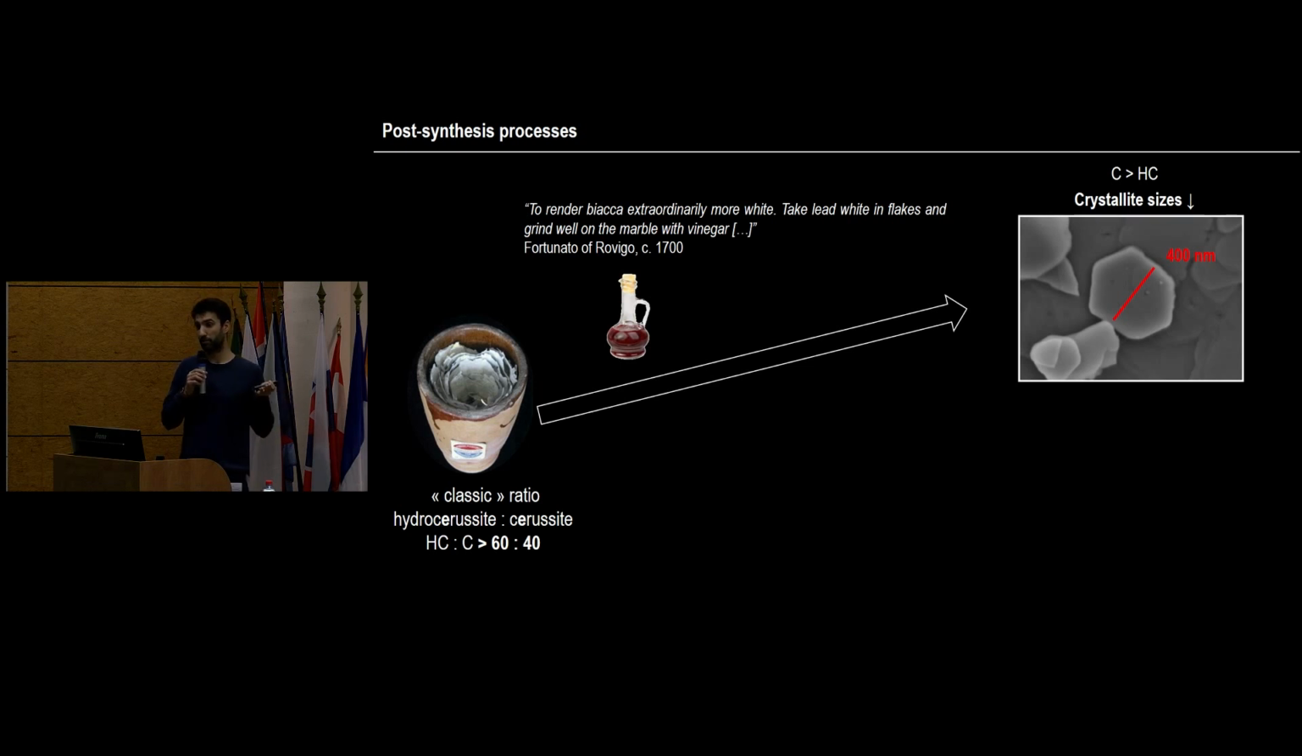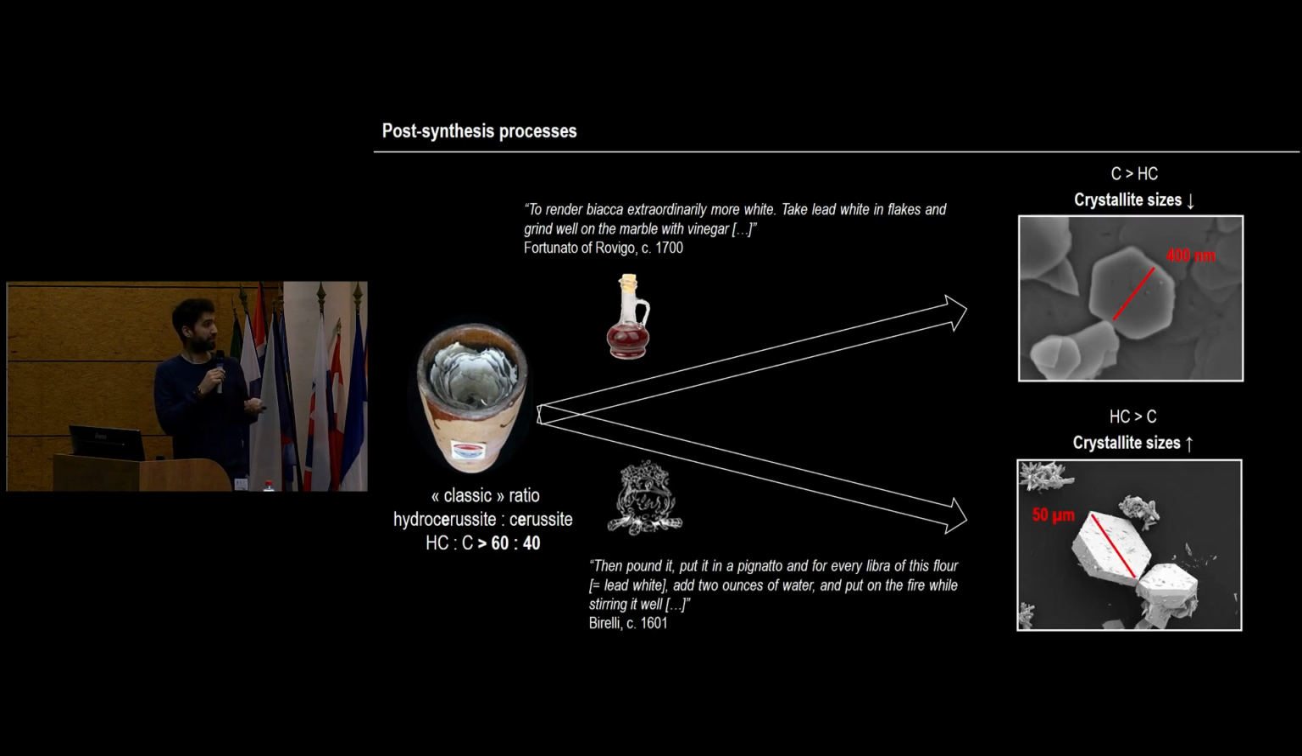By reconstructing this post-synthesis in the lab, we were able to see that because those lead carbonate phases are balanced through a pH-dependent equilibrium, washing in vinegar will induce an increase of the cerussite, which is stable at lower pH. Also, the dissolution and recrystallization will induce a decrease of the size of crystallite. On the opposite, another historical process that we know of consisted in washing the pigment in aqueous environment. In this case, we have the opposite effect, meaning that the amount of hydrocerussite will go up and the size of crystallite will increase.